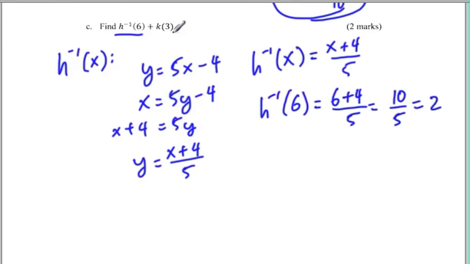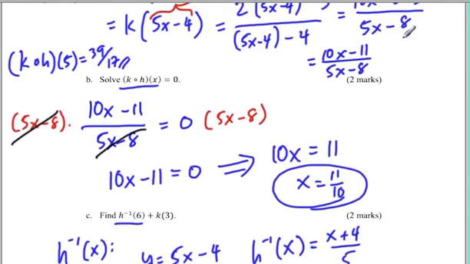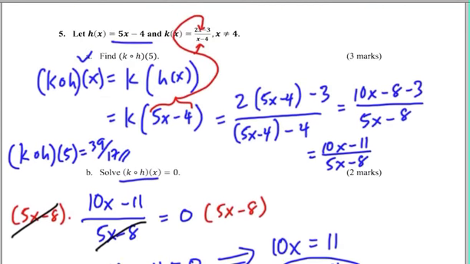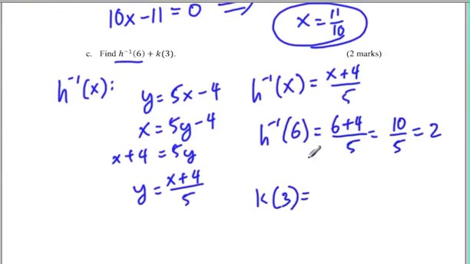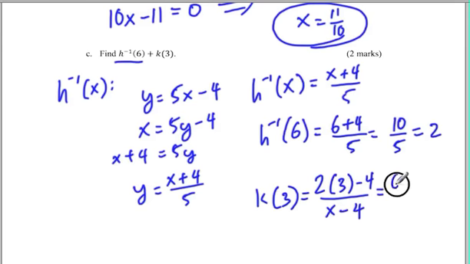So we got this one. Now we need to find k of 3. So k of 3 is equal to, what is k again? K is 2x minus 3 over x minus 4. Okay, so k of 3 is 2 times 3 minus 4 divided by 3 minus 4.